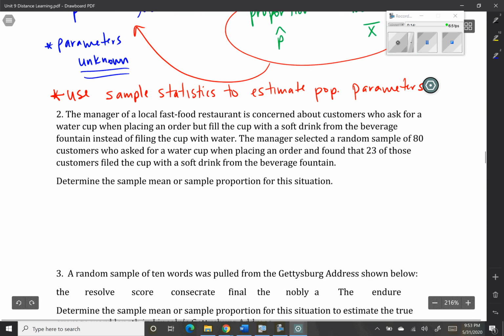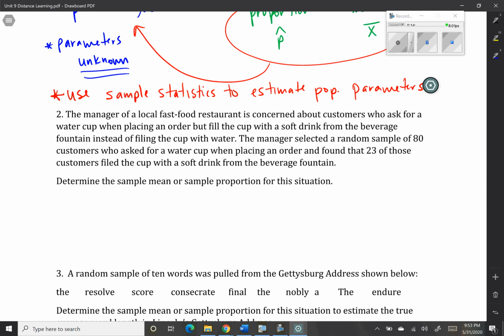So it says the manager of a local fast food restaurant is concerned about customers who ask for a water cup when placing an order, but fill the cup with a soft drink from the beverage fountain instead of filling the cup with water. I know we all do this. I've done it even. The manager selected a random sample of 80 customers who asked for a water cup when placing an order and found that 23 of those customers filled the water cup with a soft drink from the beverage fountain. Determine the sample mean or sample proportion for this situation.